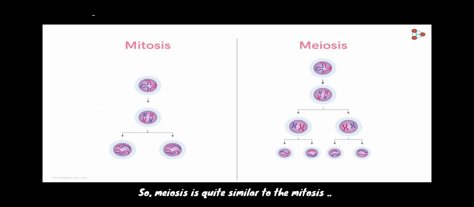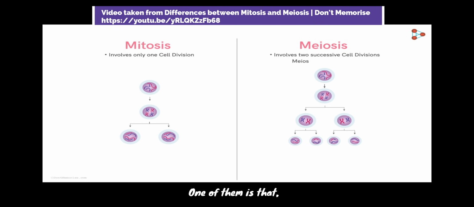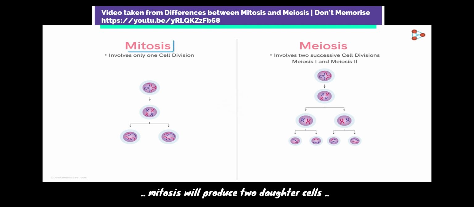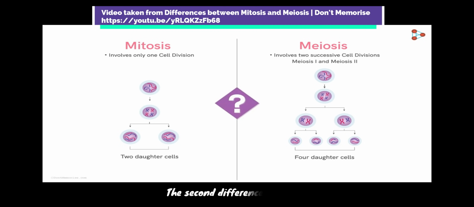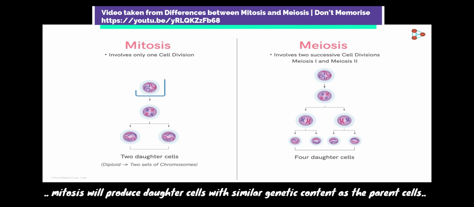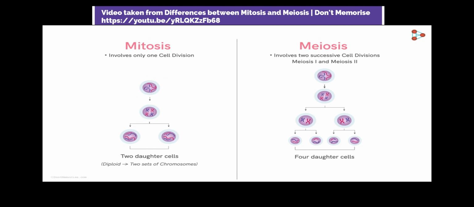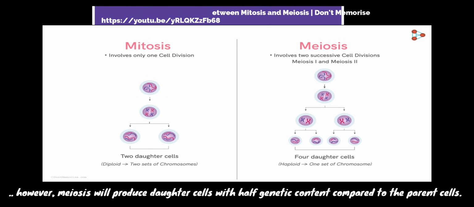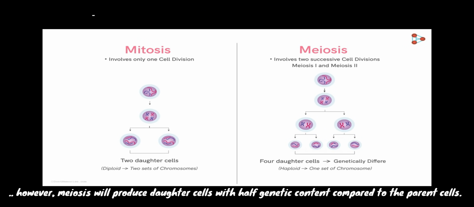meiosis. So meiosis is quite similar to the mitosis, but there are few main differences. One of them is that mitosis will produce 2 daughter cells, but meiosis can produce up to 4 daughter cells. The second difference is that mitosis will produce daughter cells with a similar genetic content as the parent cells. However, meiosis will produce daughter cells with half genetic content compared to the parent cells.